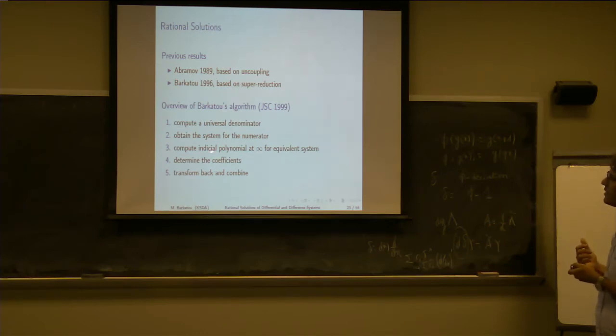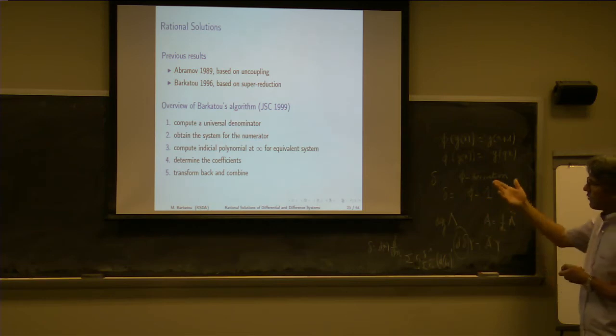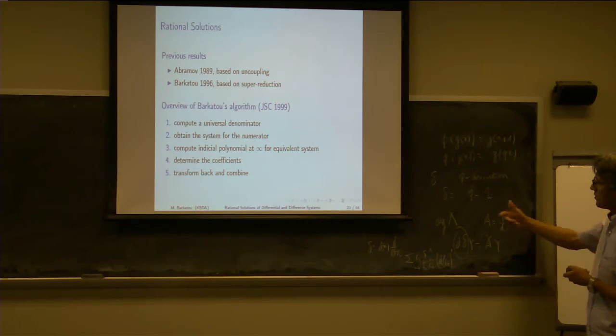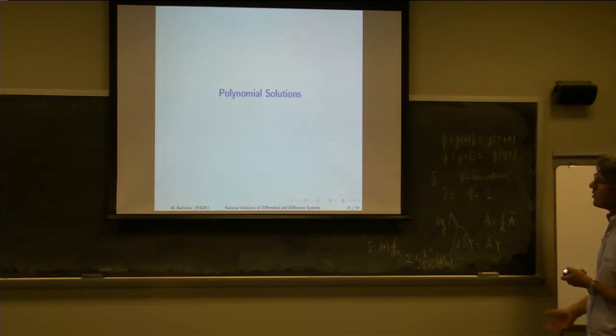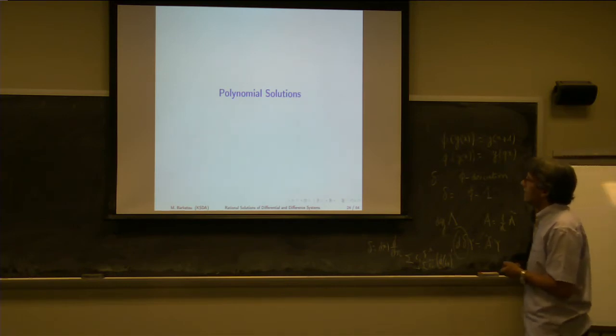Okay. Once you have this bound for the degree of the polynomial solution, then you can determine the coefficients. Of course, the naive way is to use undetermined coefficients and solve. This is not the optimal one. I will talk about another way to get terms one after another. And then once you have this, you can go back to the original system and combine and get the solution. So this is the overview of this algorithm. Also, this starts with polynomial solutions.